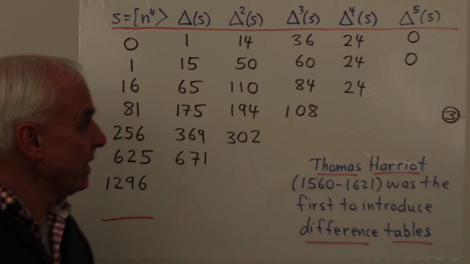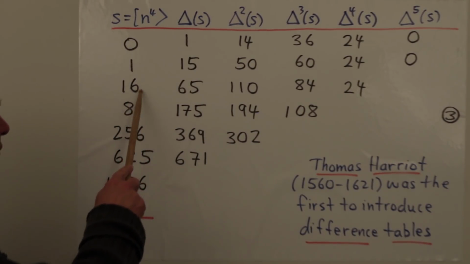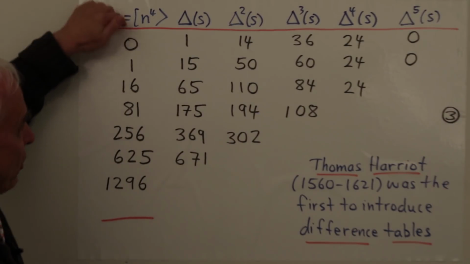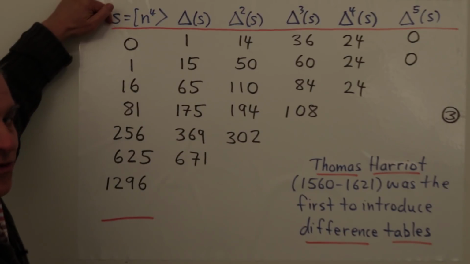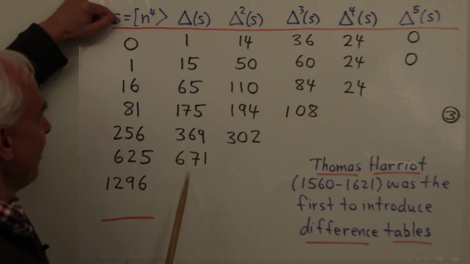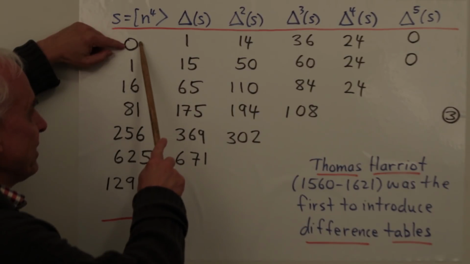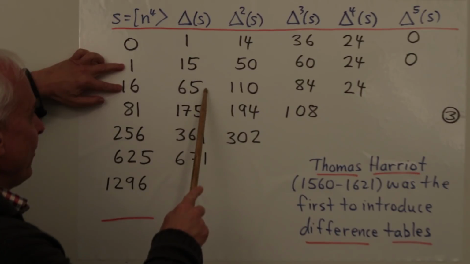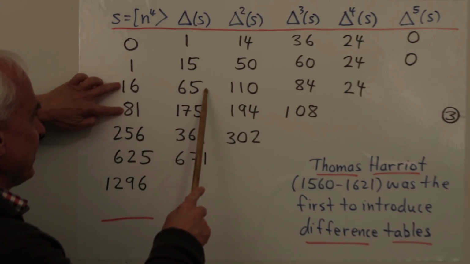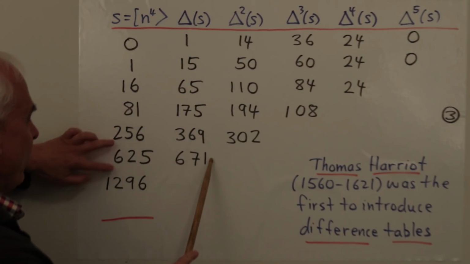And he worked on it, so he wrote down the fourth powers as a sequence. And over to the right here, we have delta of s. So this is the difference sequence of s. So how do we obtain it? Well, the 0th one is the first one minus the 0th one. That's 1. The 15 is 16 minus 1. The 65 is 81 minus 16, and so on. That's this difference. That's this difference.